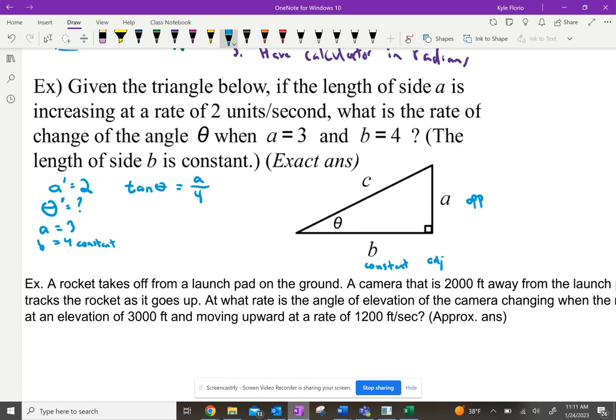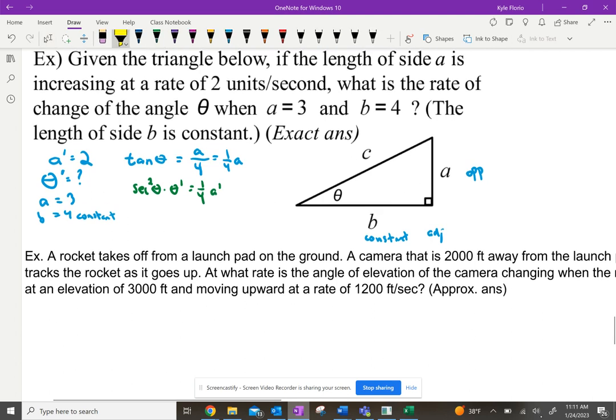Okay. Now we do what we've always been doing: take the derivative of both sides. The derivative of tangent is secant squared theta, and then times theta prime. The derivative of A over 4, and this might help, you can think of this as 1/4 A. So the derivative of that is just going to be 1/4 A prime. So this is what I want to know, so I need to figure out what everything else is by plugging in and solving.